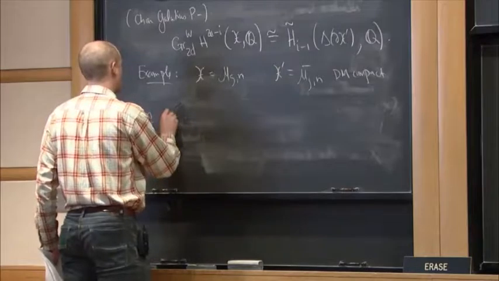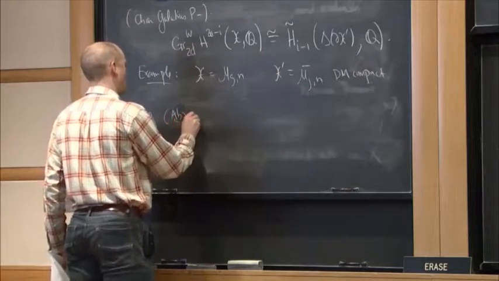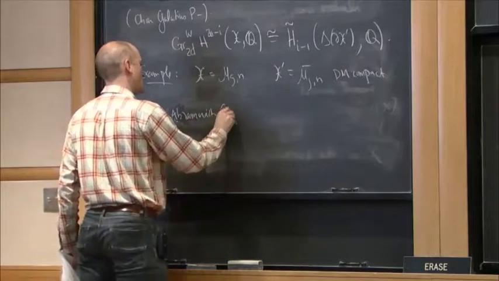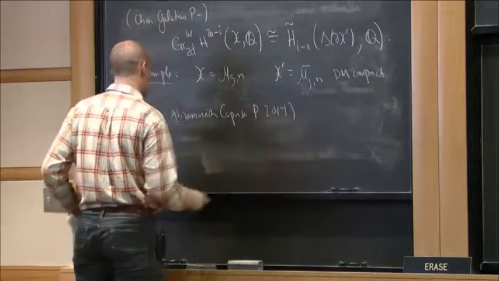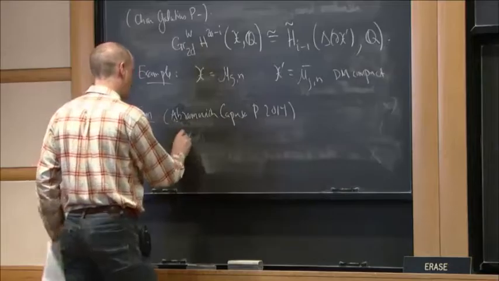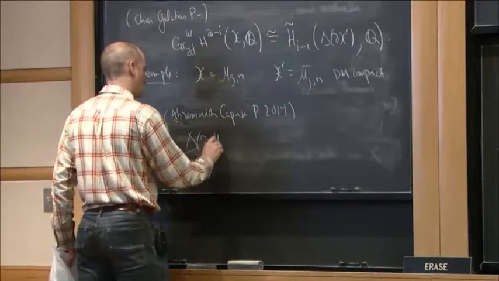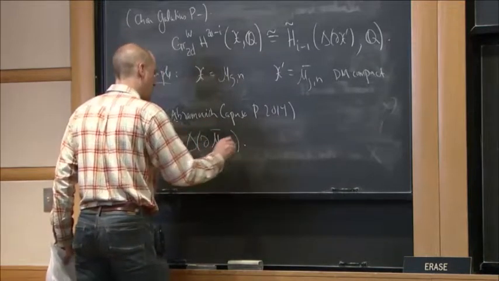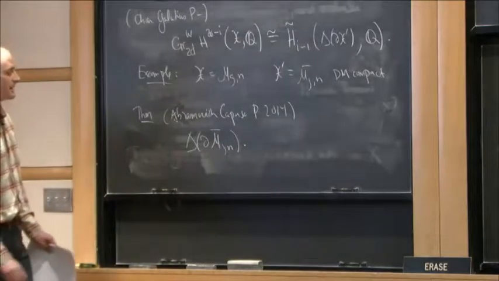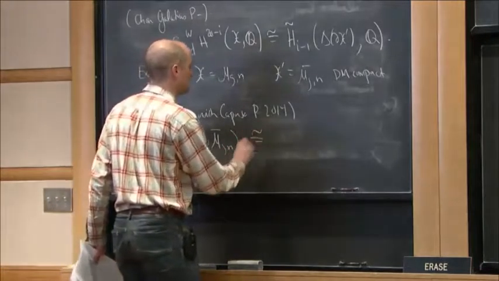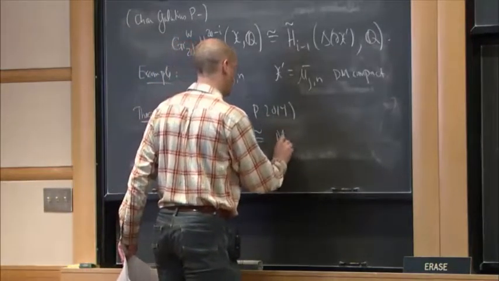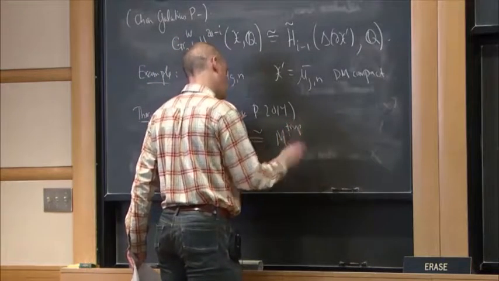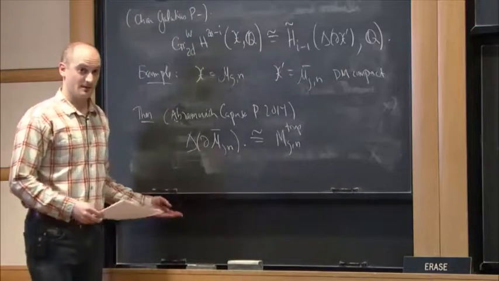So the theorem, this is with Abramovich, Caporaso, and Payne. The theorem says that if we take the dual complex of the boundary of the Deligne-Mumford compactification, then this is naturally homeomorphic to a moduli space of stable tropical curves.